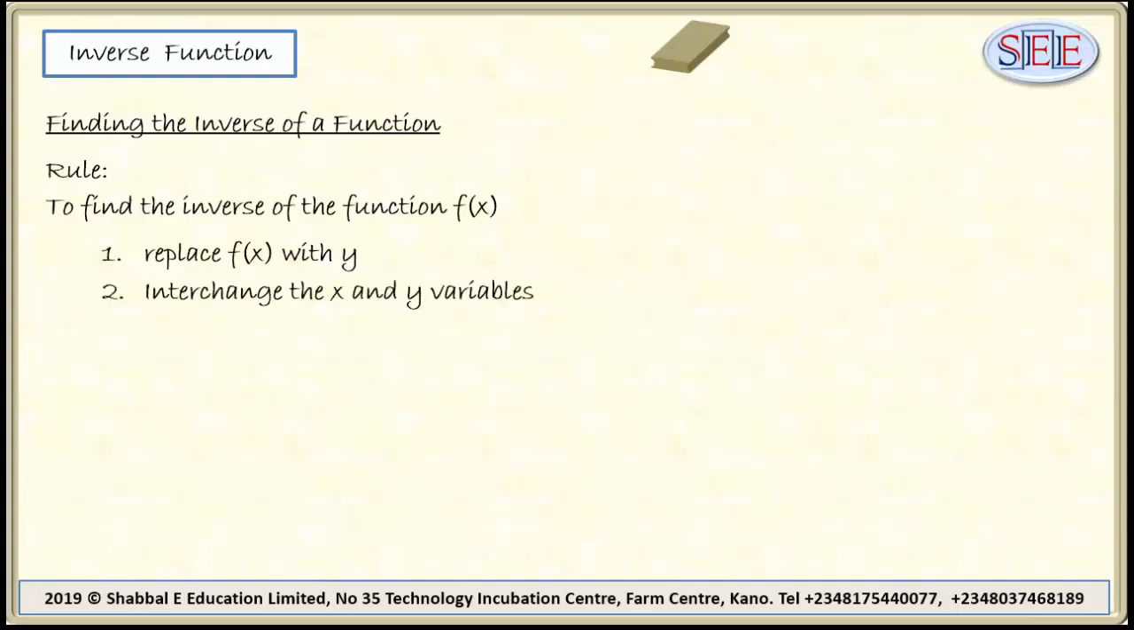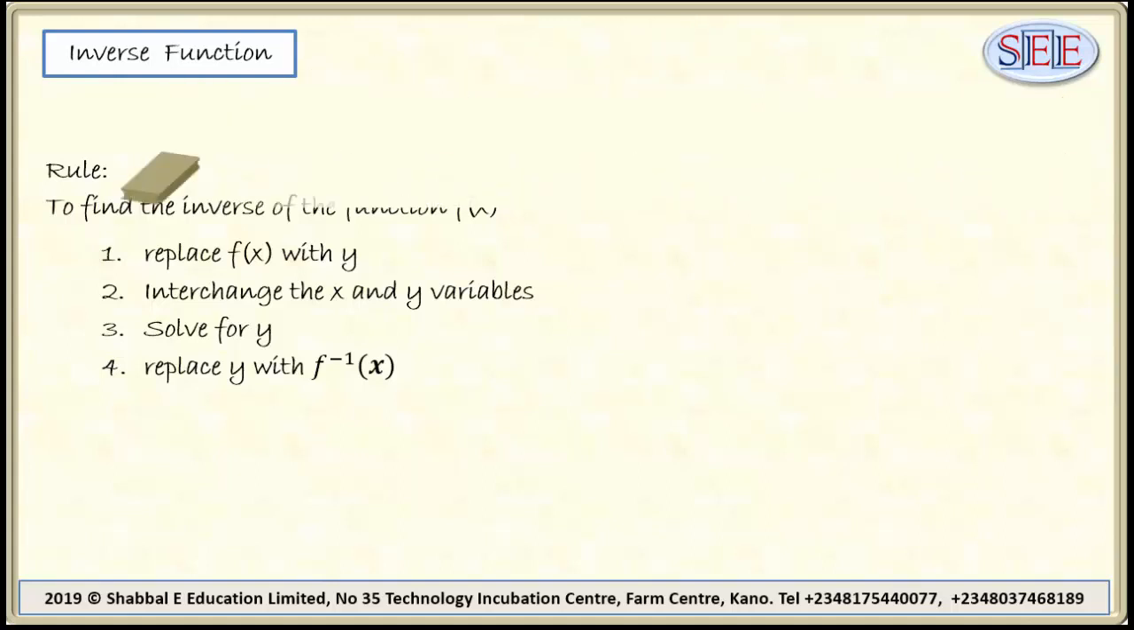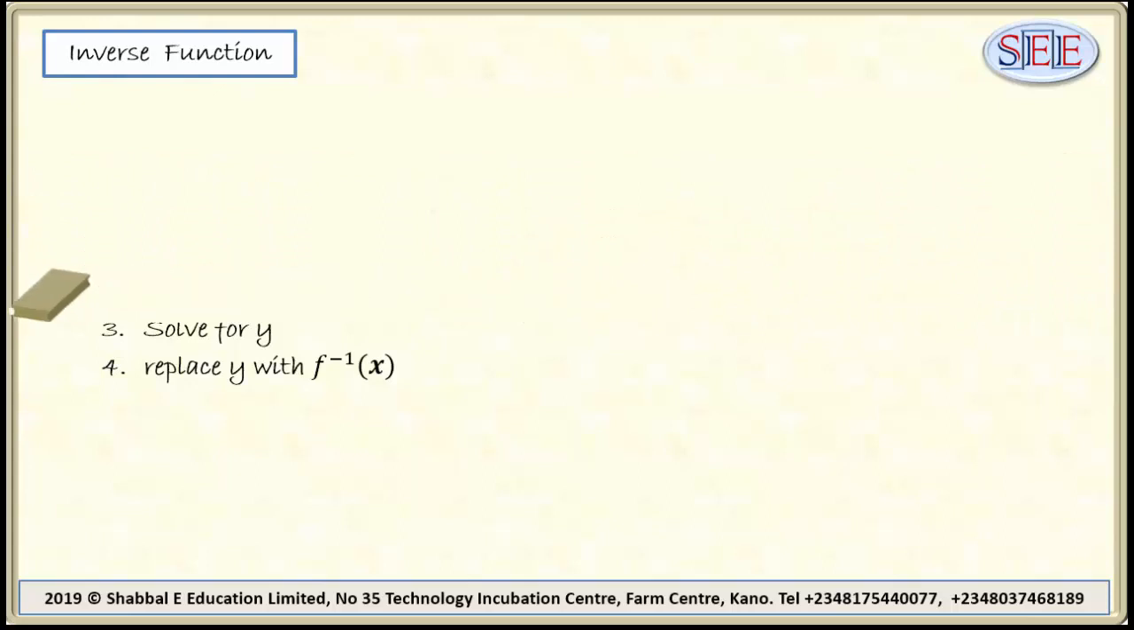Step 2: interchange the x and y variables. Where you have x, you put y, and where you have y, you put x. Y will now replace x, and x will now replace y. Step number 3: solve for y, meaning make y the subject of the formula. Step number 4, the last step, is to replace the y by f inverse of x. When you do that, you successfully find the inverse of a given function. We will take examples.